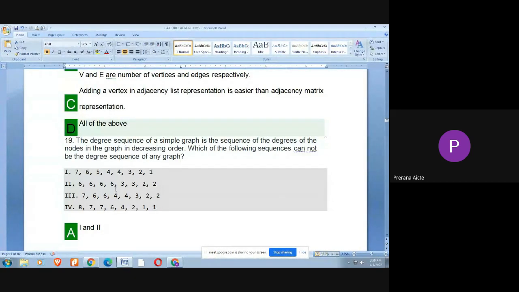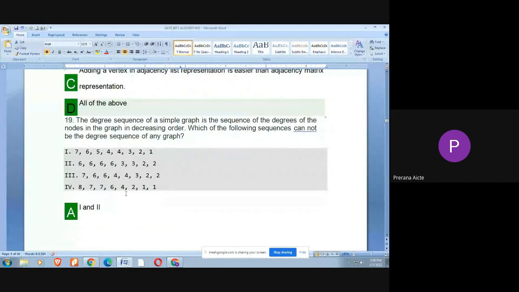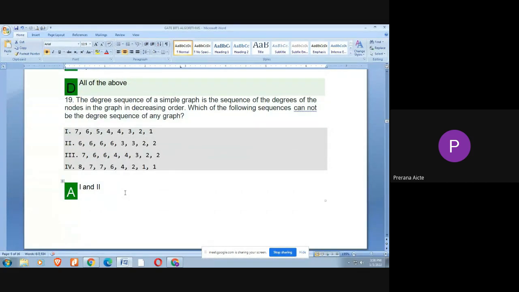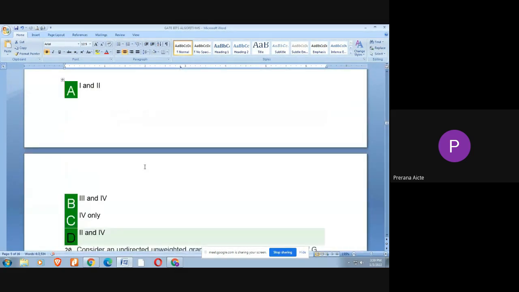Which of the following sequences cannot be the degree sequence of any graph? So here 4 degree sequences have been given. When we try to draw a graph with these degree sequences, some sequence cannot be the degree sequence of a graph.